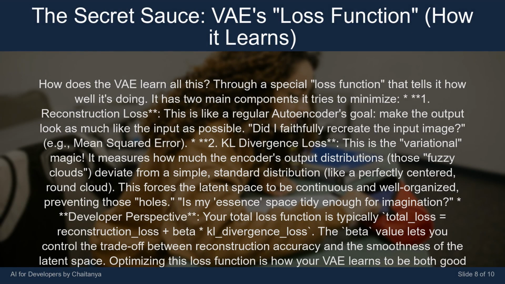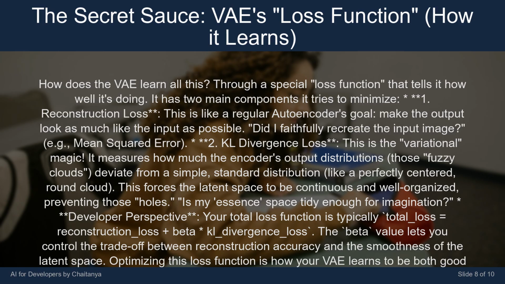How does the VAE learn all this? Through a special loss function that tells it how well it's doing. It has two main components it tries to minimize. 1. Reconstruction loss. This is like a regular autoencoder's goal: make the output look as much like the input as possible. Did I faithfully recreate the input image? E.g., mean squared error.